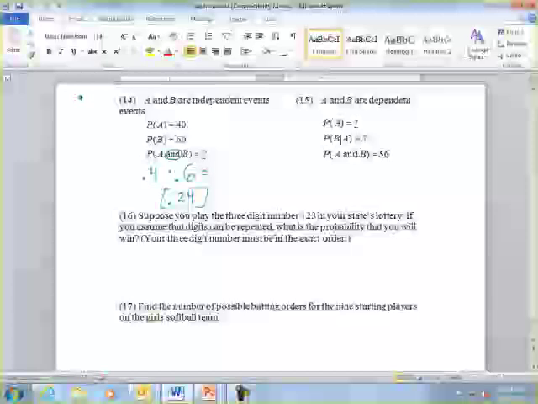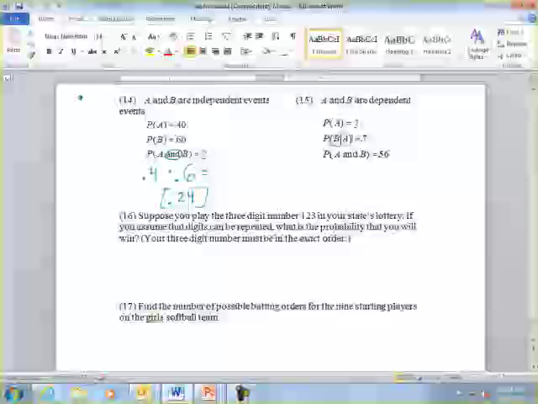The next problem tells us that B and A are dependent events. So if A happens or doesn't happen, it can affect whether or not B will happen. We don't know the chance that A will happen. And then we have this notation here. That means the probability that B will happen, assuming that A has already happened.